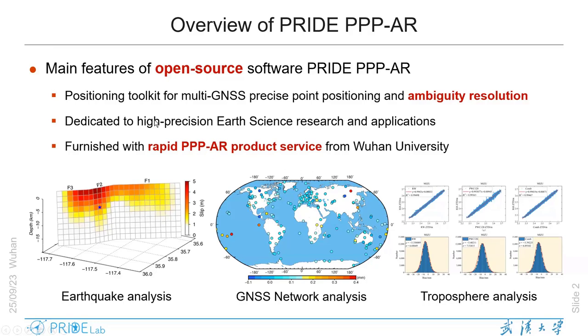Second, PPVAR can handle undifferenced ambiguity resolution for multi-GNSS constellations, and it was probably the first open source software that had this capability in 2019. It's quite useful to achieve high precision of millimeter to centimeter level to support a wide range of earth science research and applications, such as analysis for earthquake events, GNSS networks, troposphere monitoring, and so on. And the most important thing is, we equip this software with the rapid product service from Wuhan University to support routine PPVAR. And that has only a latency of about just 1 day, so you can process your data as fast as possible.